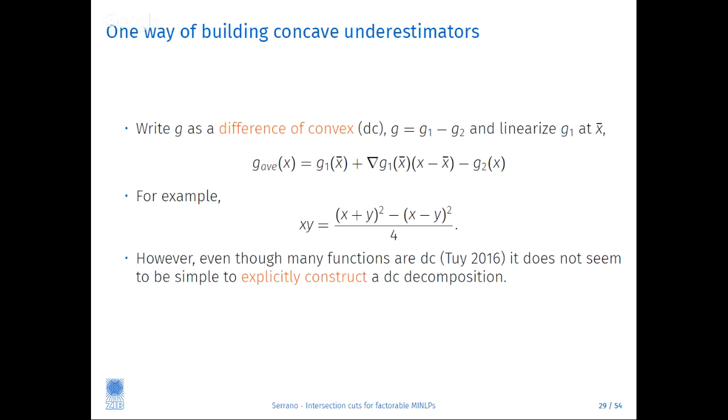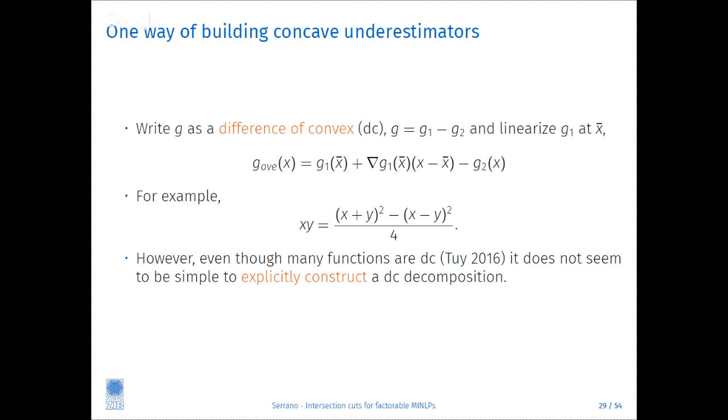Okay, so let's think about how to build these. One way is, if we take a function and write it as a difference of convex functions, and then we linearize the convex part, we're going to get an underestimator that is concave. The nice thing is that almost every function can be written as a difference of convex. There's a theorem that tells you that if the function is C2 over a compact space, then it is a difference of convex. Every factorable function, one can prove, Tuy does it in this book, is DC. The problem is that the results are more existential. There exists a difference of convex decomposition, but writing it down is not so simple in general.